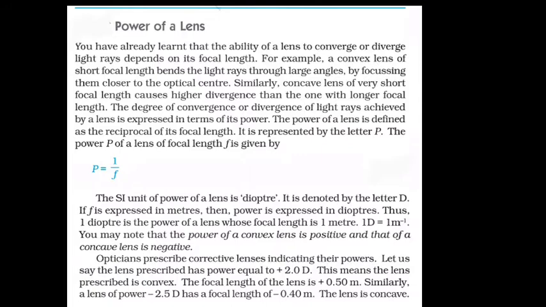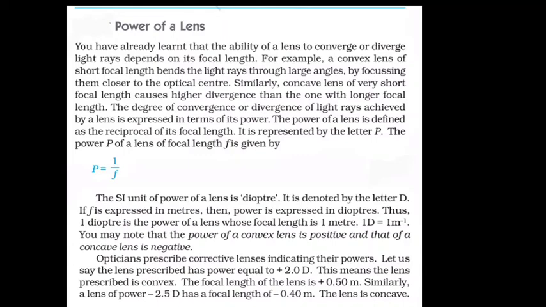Now let us understand what is the power of a lens. You have already learned that the ability of a lens to converge or diverge light rays depends on its focal length. For example, a convex lens of short focal length bends the light rays through large angles by focusing them closer to the optical center. Similarly, a concave lens of very short focal length causes higher divergence than one with a longer focal length.